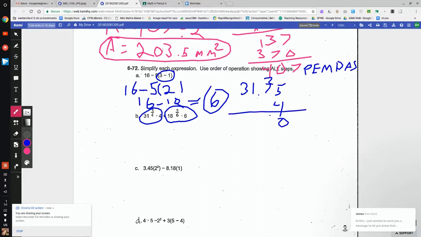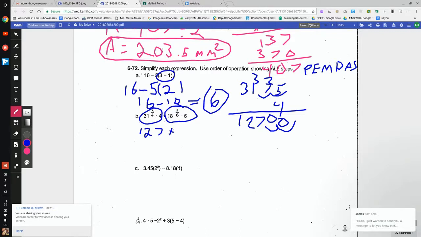0, 2, 0, 3, 7, and 12. Move my decimal twice. So that gives me 127. So I have 127 over here. Plus, I got to do my 18 and 5/6 times 6.